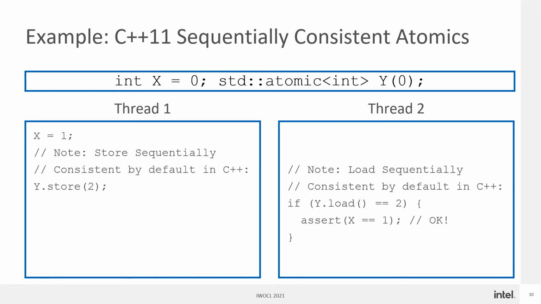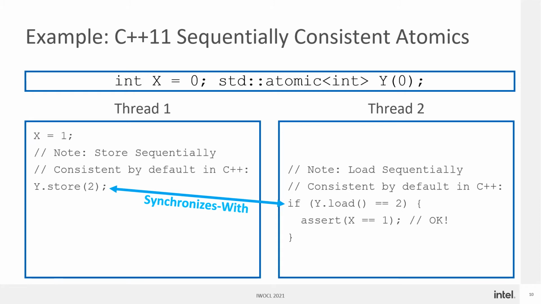In thread number 2, which is our consumer thread, we're also going to use a special atomic load function to load the value out of y. Now, if we load the value from y and we see that the store has occurred, so we see that the value of y is equal to 2, now we can safely assert that the value of x is equal to 1, so that the store to x has also occurred. So let's figure out how that happens.